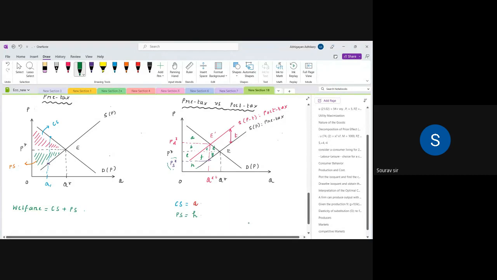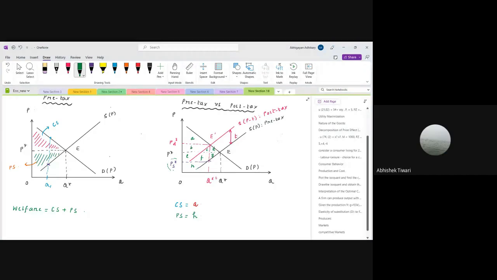Okay. So here we will not consider the post-tax supply curve. No, no, no, Abhishek. You cannot, because effectively the producers are getting only the PS star. Okay, got it. So what is the producer surplus? Okay, got it. The producers are getting only the PS star, right? Exactly. So you compare with respect to the price that they are effectively getting, right? So that is why it is only H.